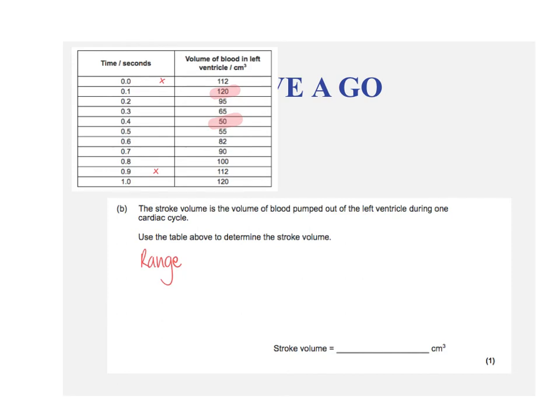Please don't get it mixed up or confused. It's not the start minus the lowest, it's the highest to the lowest volume that is present in the heart, and that is the 70 millilitres that it required.